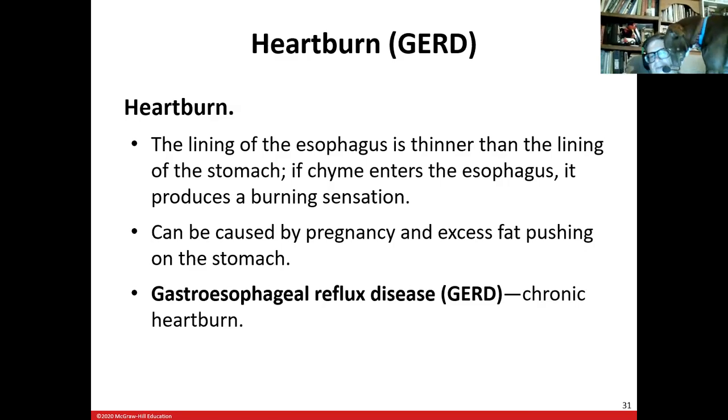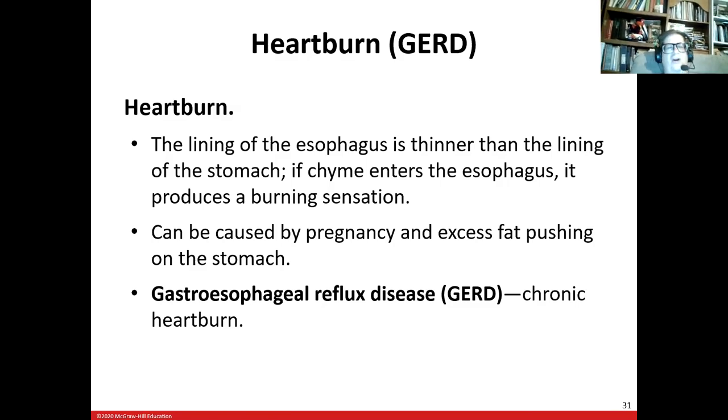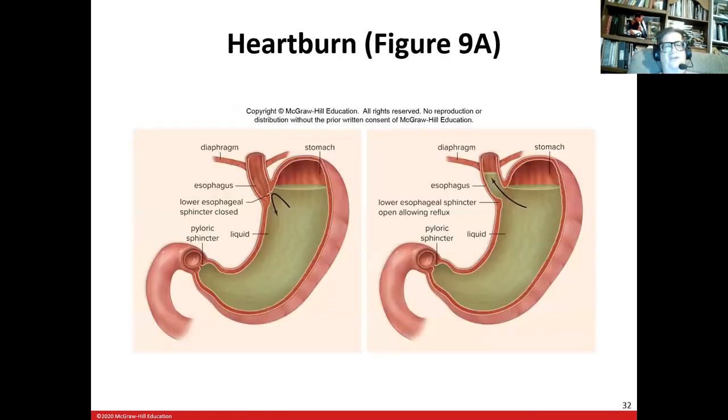It can be caused by pregnancy or being too heavy, and you have all that extra weight of the fat, extra weight of the baby pushing on the stomach, makes it easy for the chyme to pass out of the stomach up the esophagus where you don't want it. If you have reflux all the time, then they call that GERD, gastroesophageal reflux disease. And it basically means you get heartburn all the time. And that's bad because it can actually degrade the bottom of your esophagus.